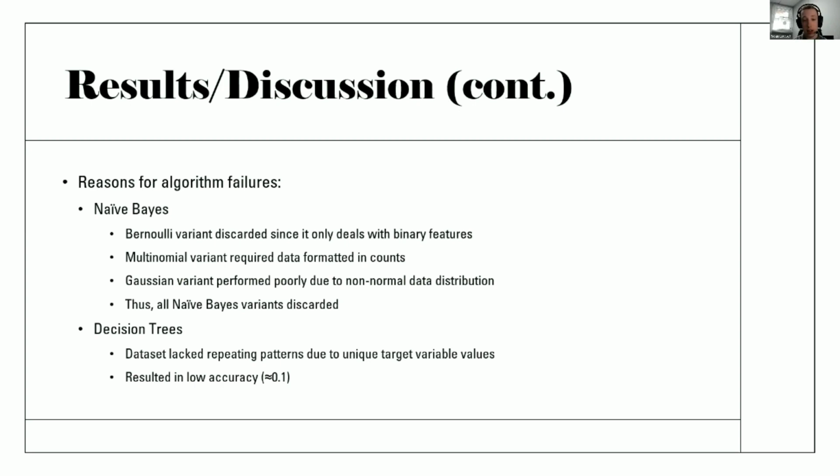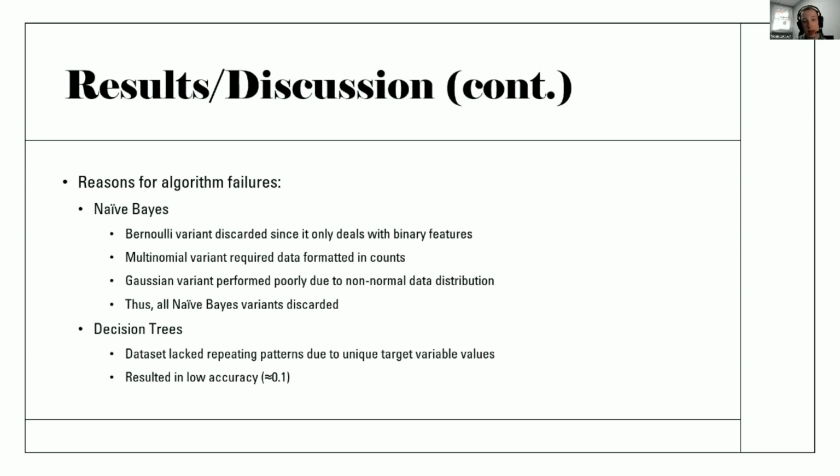As for the Gaussian variant, results showed a low average accuracy of about 0.12 over the results from 80-20, 70-30, and 60-40 data splits. And this was most likely because the Gaussian variant works best with normally distributed data, and the features of our training data set were not at all normally distributed, which was the most likely culprit for its bad results. Thus, since the Gaussian and multinomial variants were thrown out and the Bernoulli variant was not applicable in the first place, naive Bayes was thrown out in its entirety.